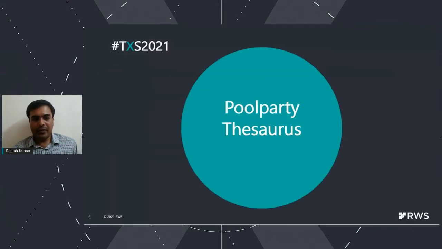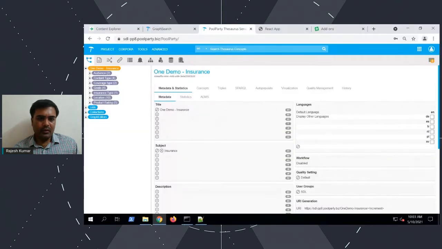All right, let's take a look at what the PoolParty Thesaurus Manager looks like. This is the PoolParty Thesaurus Manager. As you can see, I have opened one demo insurance project. Under that project, we can create various concept schemes. Each concept scheme can have multiple different categories, which are named top concepts. The concepts below the top concepts are called narrower concepts or normal concepts. And we can also define some relations between the concepts.